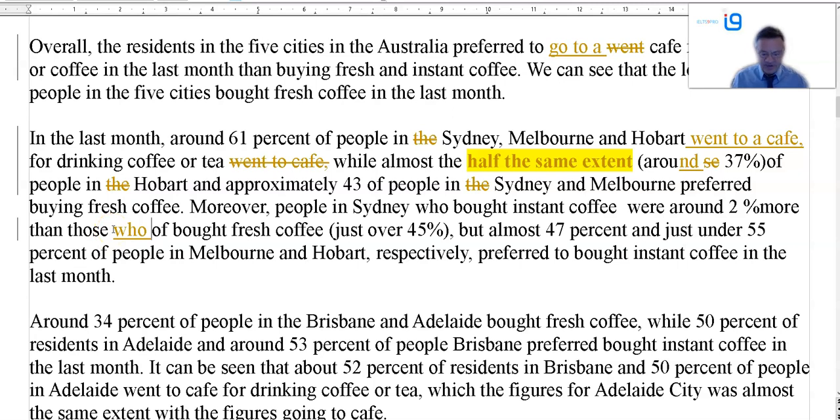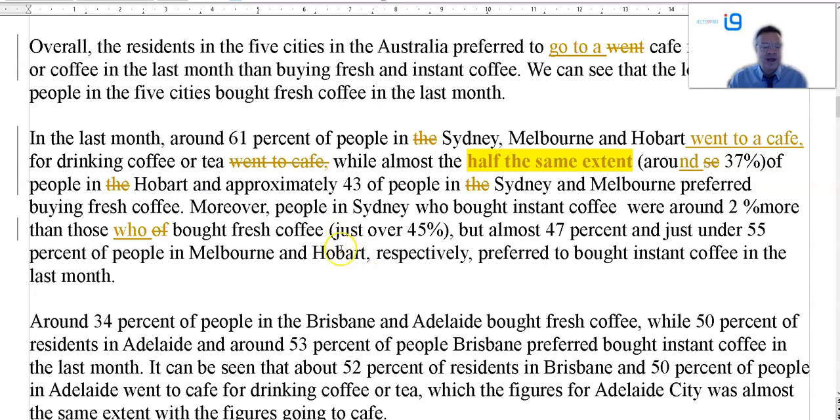Right, so this is just a jumble of information here. This is what that logical organisation thing in the criteria refers to. This is just a jumble. I'm not really sure what to make of this. So it looks like, well, I don't know. I'm not entirely sure about this one here. Cafe drink coffee also have the same extent in Hobart, Sydney, Melbourne referred by fresh coffee.